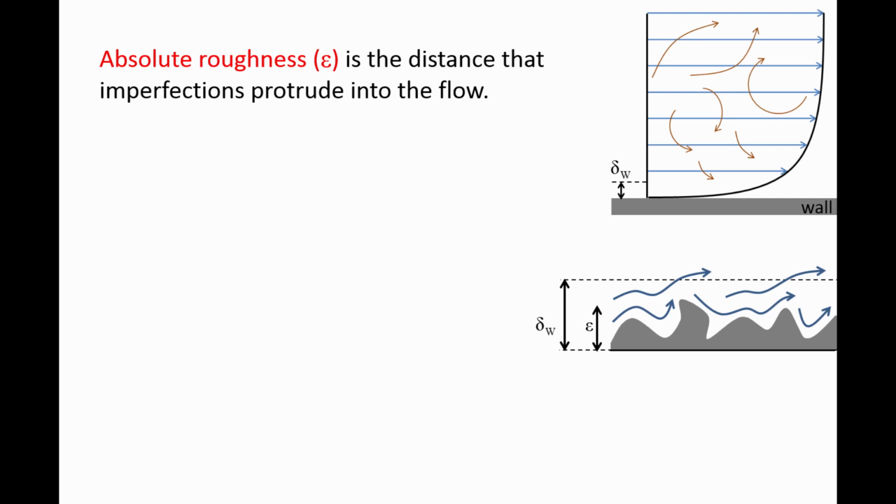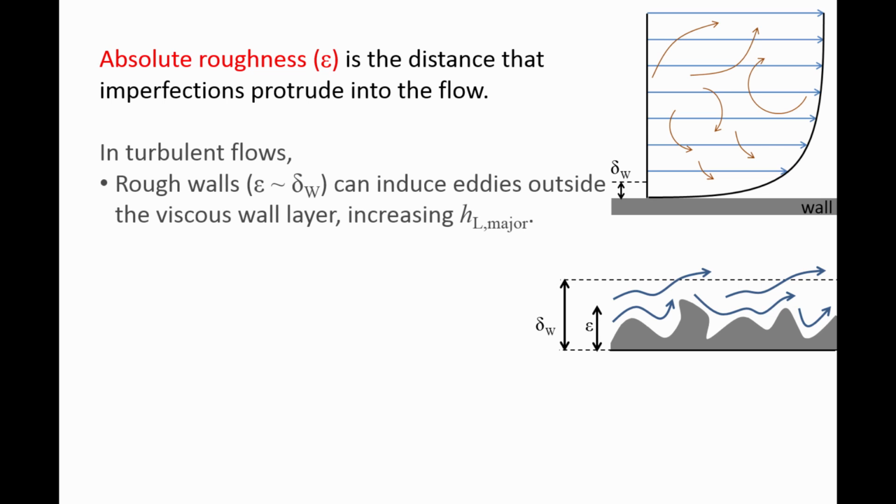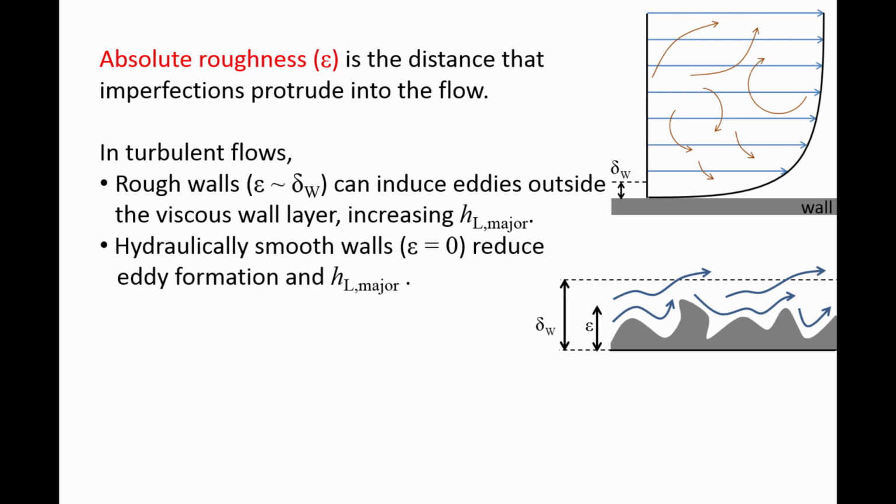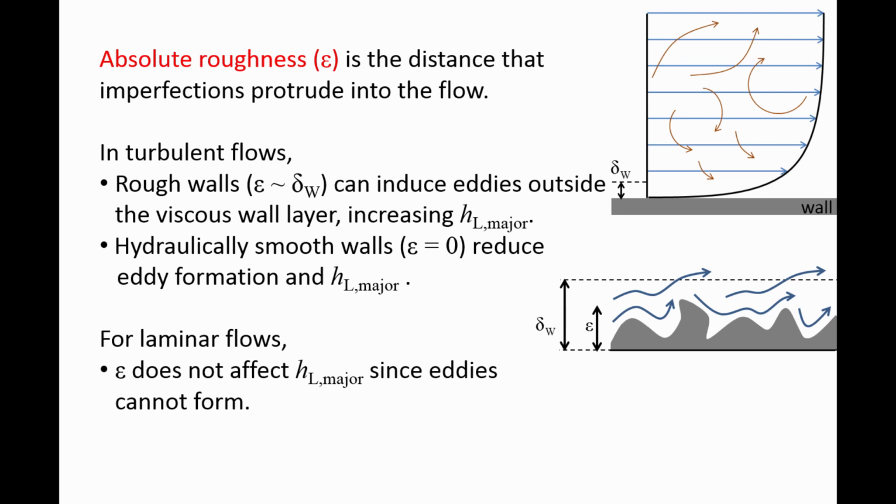The roughness disturbs the flow inside the viscous wall layer, and these disturbances can propagate outside the wall layer to the rest of the flow. In turbulent flows, any disturbance outside the viscous wall layer will tend to produce eddies. If the absolute roughness is similar in size to the viscous wall layer thickness, the wall will enhance eddy formation and increase major losses. Hydraulically smooth walls disturb the flow much less, thereby reducing eddy formation and lowering major losses. For laminar flows, any disturbance outside the viscous wall layer will tend to be tamped down, preventing eddies from forming. As a result, the roughness does not impact major losses for laminar flows.